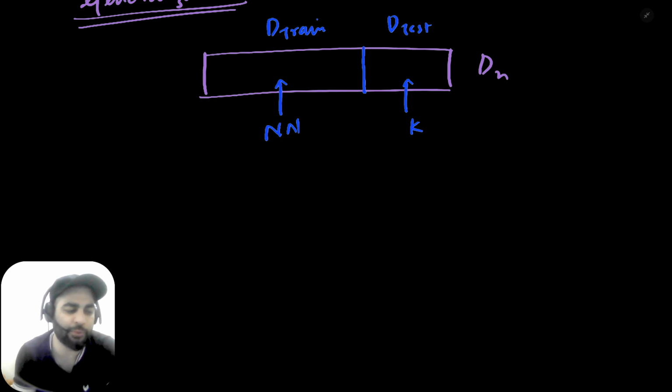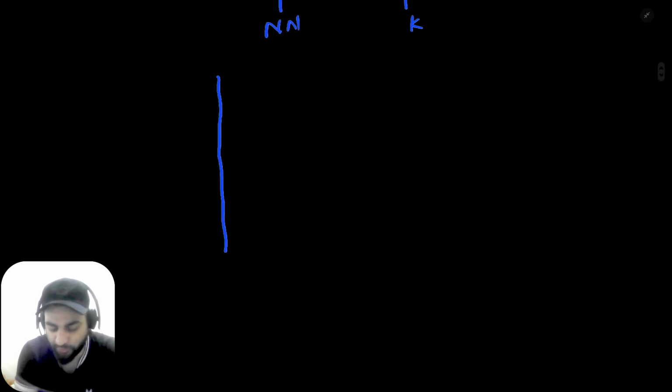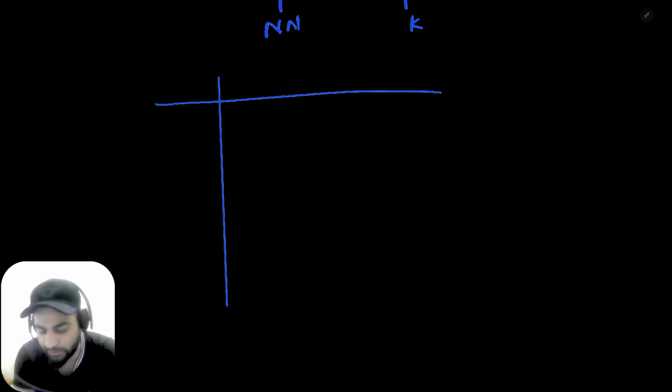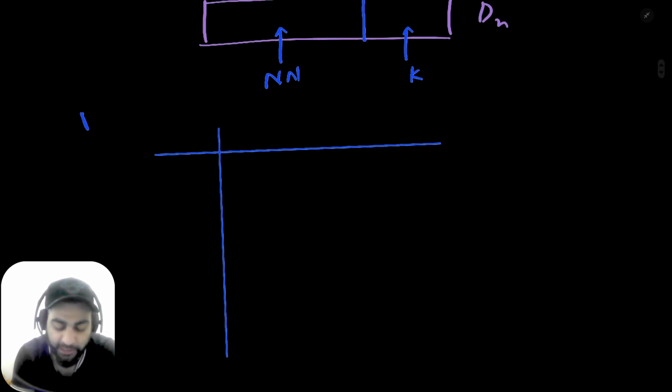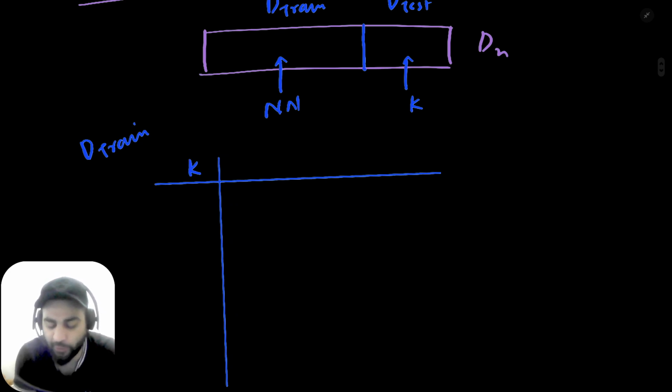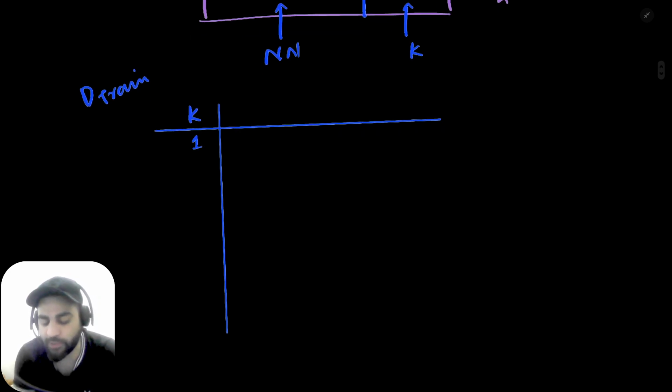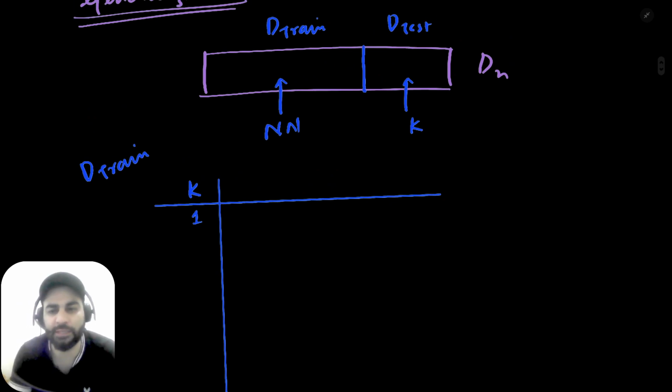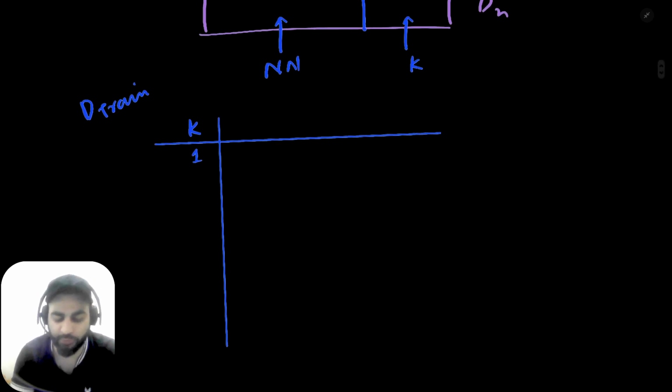So how was k computed? Let me draw something like this. We have this dtrain data, with the help of which we can compute the neighbors. We'll have the value of k. If k is 1, we take each point from the test data, and for each point in the test data, we compute the distance of the neighbors, like the first neighbor from this dtrain, and then we compute the accuracy. So we compute the accuracy with respect to k equals 1.